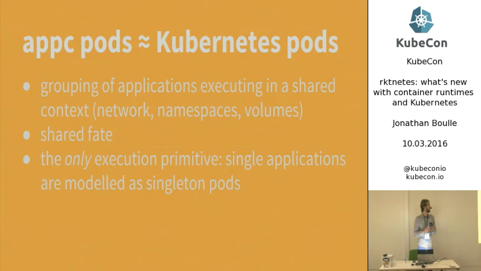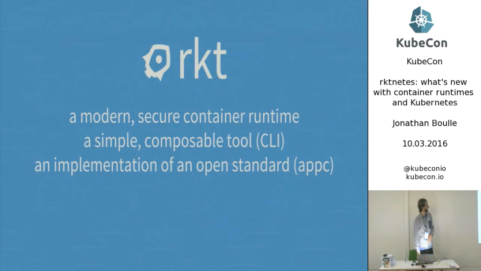Essentially the definition is the same between what AppC defines as a pod and what Kubernetes implements. AppC just tries to be a little more explicit about things like the life cycle of a pod and what exactly it consists of. AppC is also a little more agnostic, in that it's more cross-platform than something like Kubernetes. But fundamentally, AppC pods and Kubernetes pods are the same thing. The reason I'm talking about this is because it has implications for integrating Rocket with Kubernetes. So again, Rocket is a modern secure container runtime. It's designed to be very composable and to integrate with other things, and it implements AppC, which was our effort to create a standard.